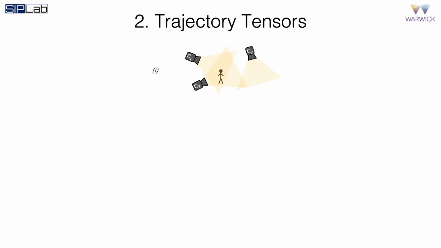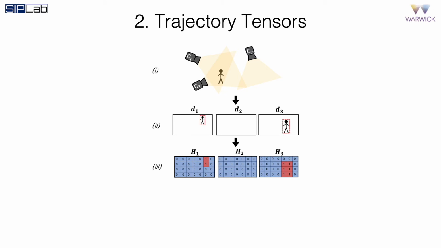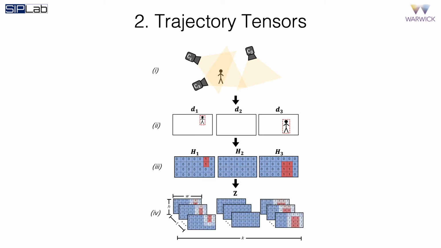Consider our set of K cameras. Here a person is visible in cameras 1 and 3. A detector locates the person in each camera view. Detections are turned into heat maps by dividing each frame into a grid. A value of 1 represents an object is present in the grid cell. Heat maps are stacked along the time dimension t and camera dimension k. The result is a trajectory tensor, which represents an object's location through time in multiple viewpoints.